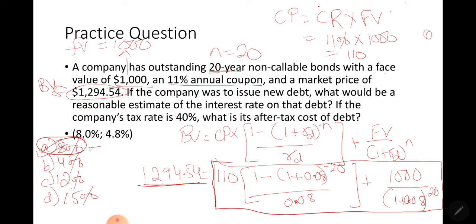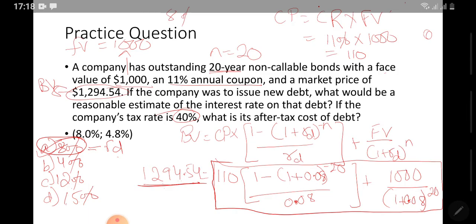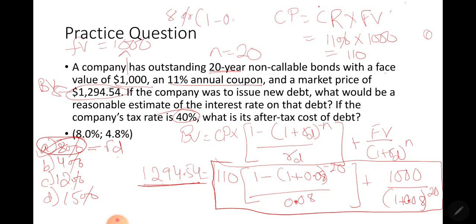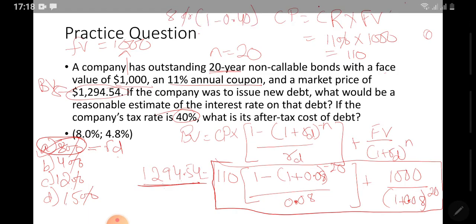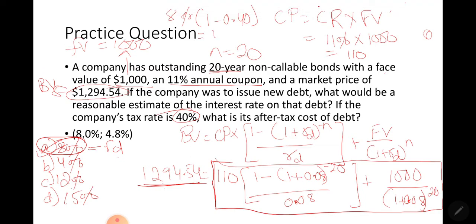So once you have your YTM, once you have your RD, the next step is simple. You have to calculate the after-tax cost of debt. Given that the tax rate is 40%, it will be 8% times (1 minus 0.4), which is 4.8%. This is the after-tax cost of debt. So these are the answers to the question.